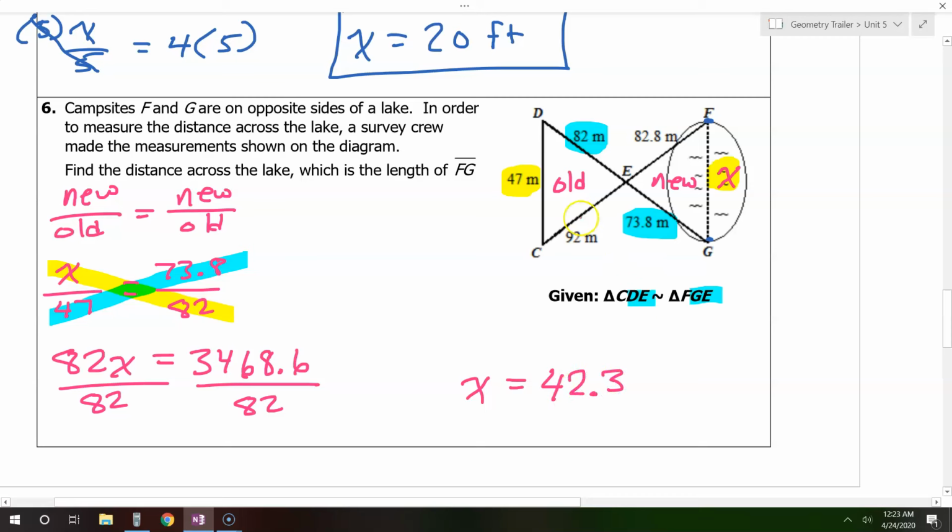Since this is a word problem, let's get the units in there. This is all in meters. All right, so the campsites are 42.3 meters apart, or the length of the lake is 42.3 meters.